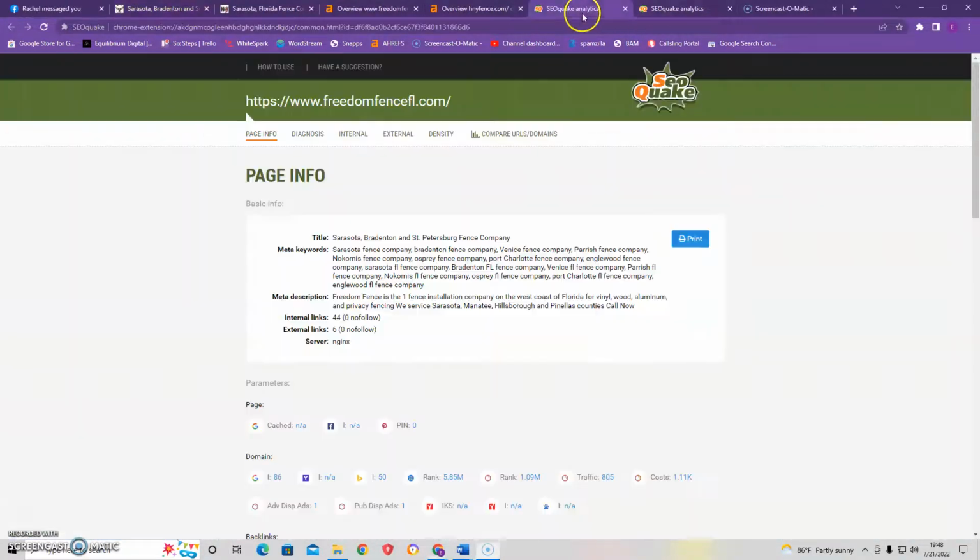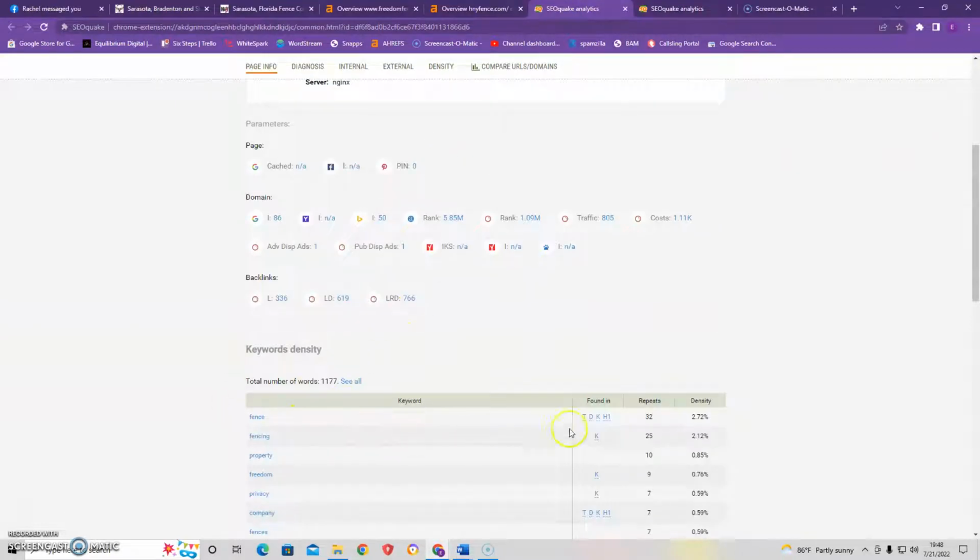So we typed that into SEO Quake, as you can see, Freedom Fence, Florida, and we can see you have 1,100 words, or almost 1,200 words. Now, Google's released that when their algorithms crawl these pages, when someone types something in their search engine, they're looking for a minimum of 1,500 words on the homepage. So right out of the gate, that's something you could easily do, is just adding some content.